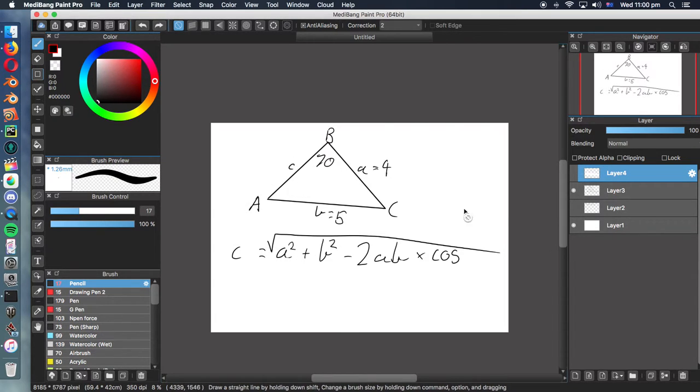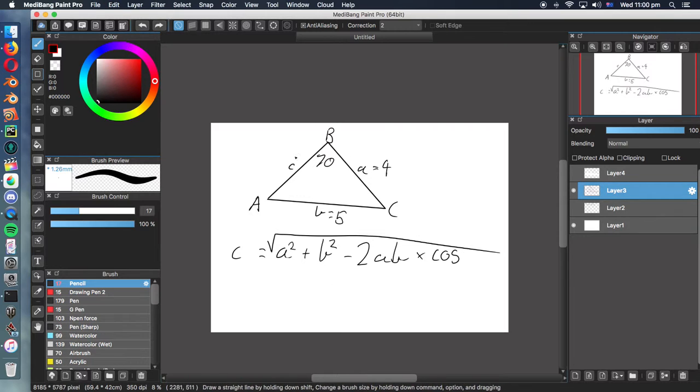Here's the formula. It's really straightforward. Basically what I've done here is I modified it to have the square root, so that operation's done. It's basically like Pythagoras, minusing 2ab times the cosine of one of the angles.